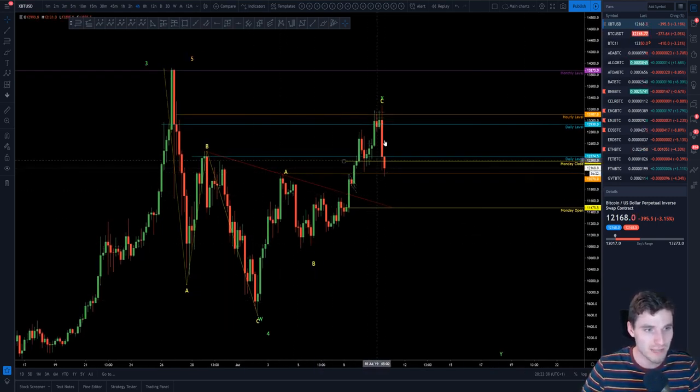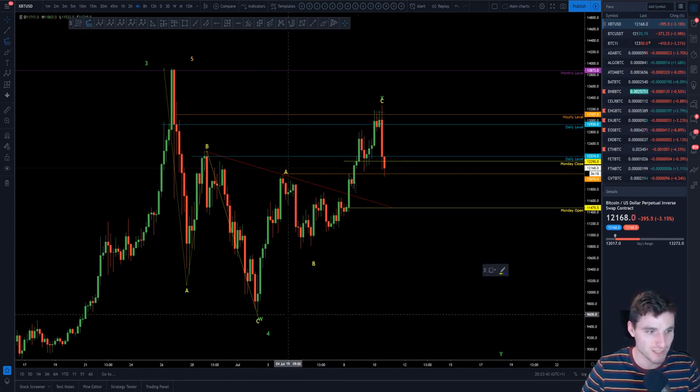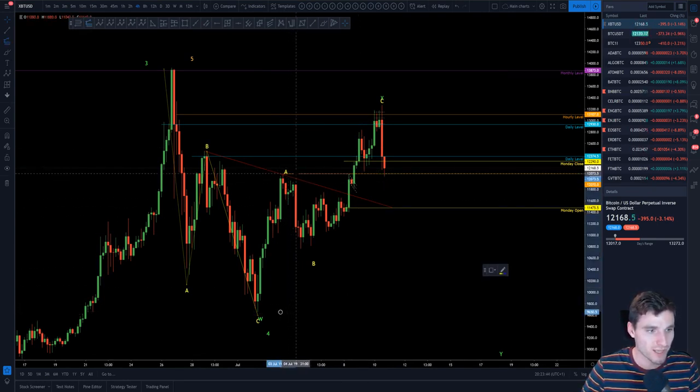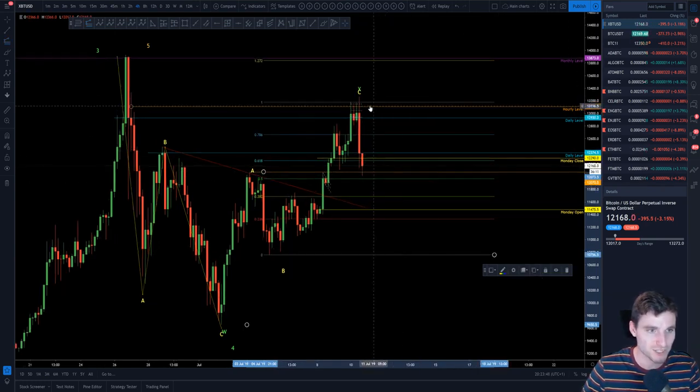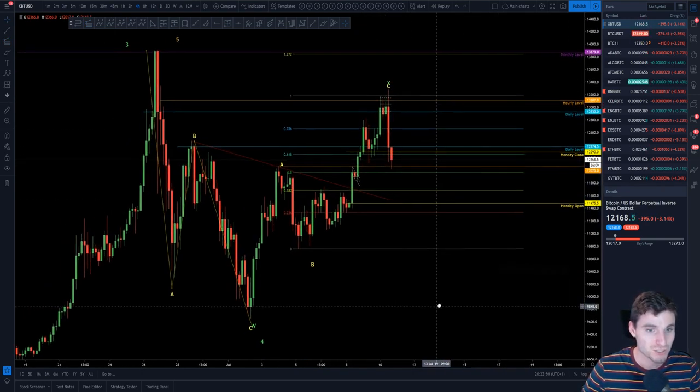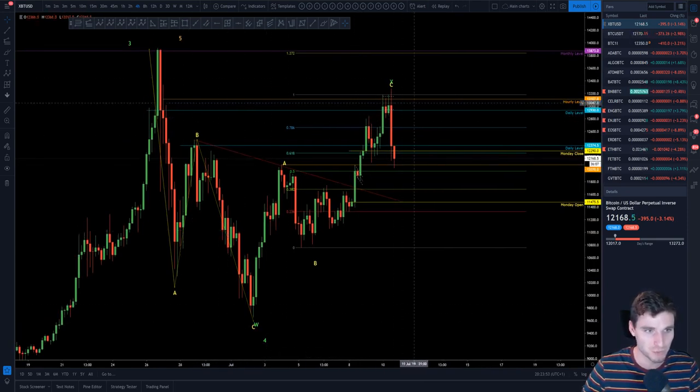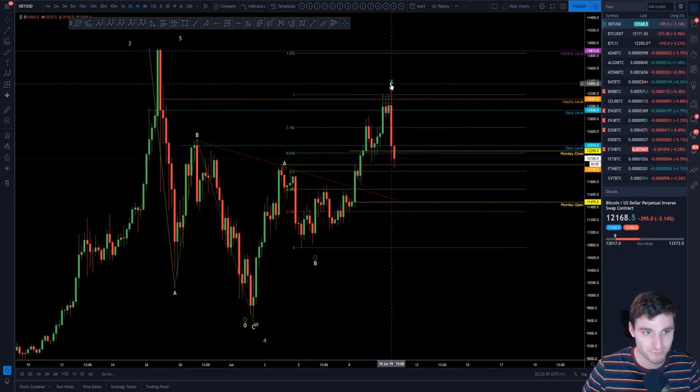But when you look for an ABC, your target for the C is a 1-to-1 extension. That is your target for an ABC, okay? Bottom of the A, top of the A, fib extension, bottom of the B. Pretty perfect, actually, that you hit the 1-to-1 and sell off. So that does lean you into a WXY because of this.